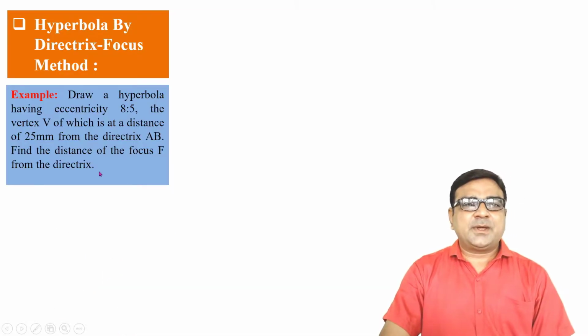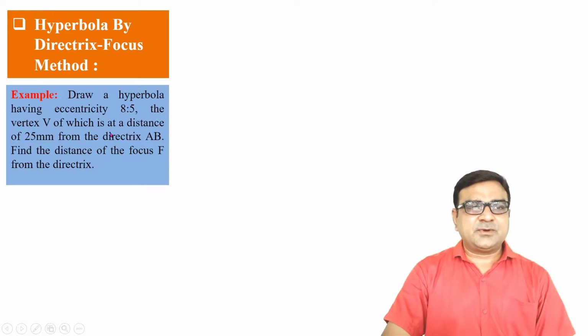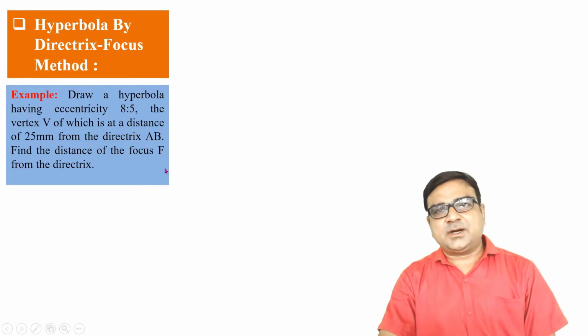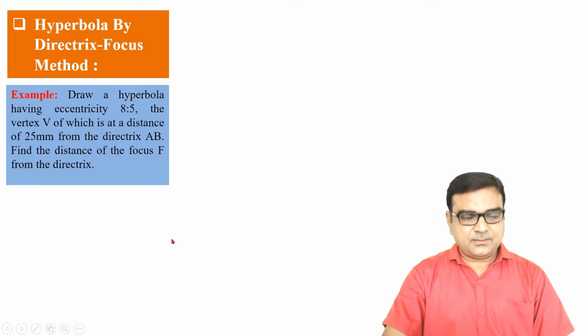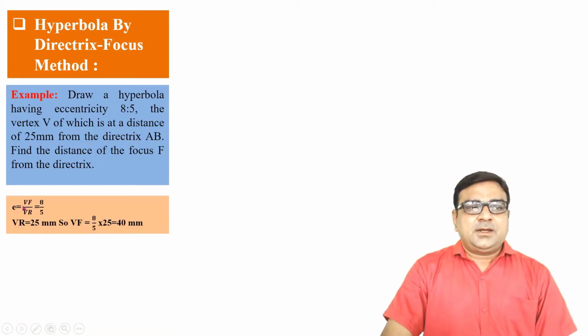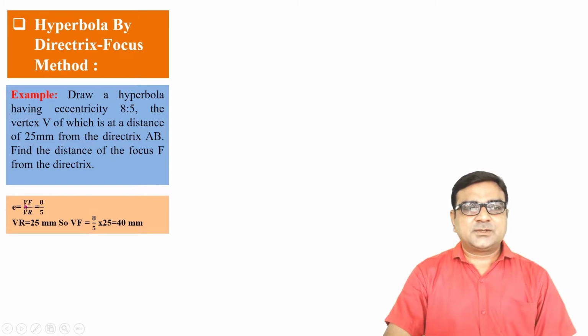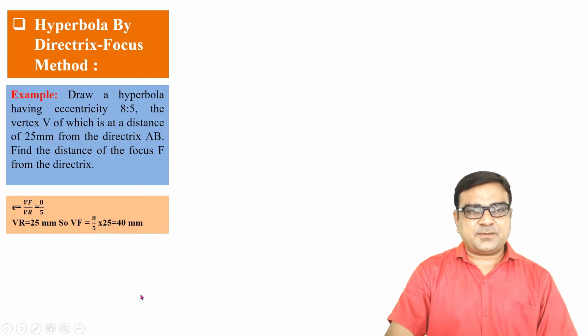And the hyperbola method: draw a hyperbola having eccentricity 8 by 5, the vertex V of which is at a distance 25 mm from directrix AB. Find the distance of the focus F from the directrix. Here the eccentricity is 8 by 5, so VF by VR is equal to 8 by 5. We have given the distance from vertex to directrix as 25 mm. By using this ratio, you can find the distance between vertex and focus, which is 40 mm.